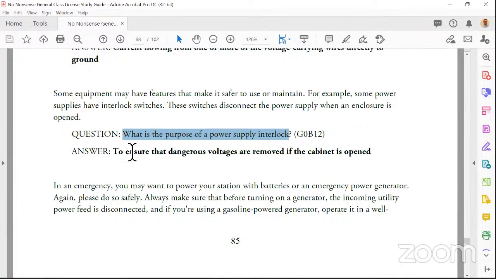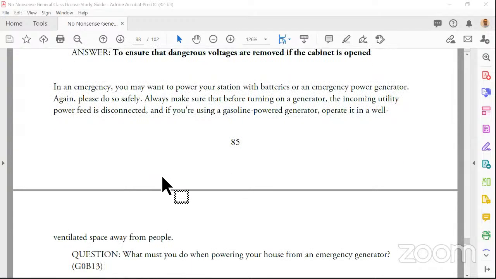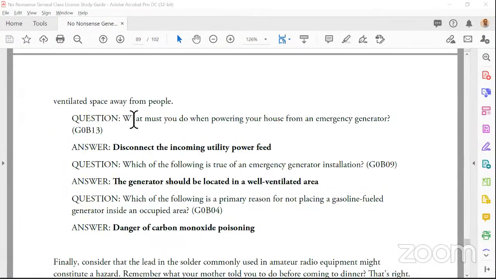Next question. What is the purpose of a power supply interlock? So we discussed that. We showed what an interlock device actually looked like last class. And the purpose is to ensure that dangerous voltages are removed if the cabinet is open. So you open a power supply and you don't want to stick your finger in, or a screwdriver or some other metallic object in there, and you get zapped because you did not unplug it. So the interlock will actually remove that dangerous supply for you automatically for the power supplies that have that feature. Of course, not all of them do. Many don't. But if you have that feature, that's great. Next question in the question pool.